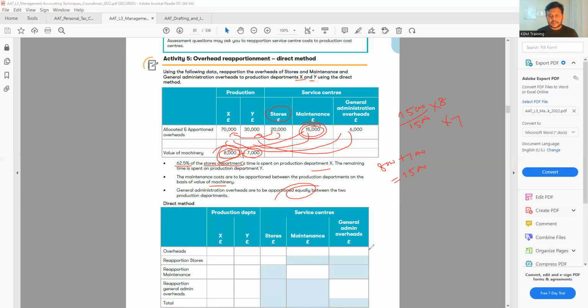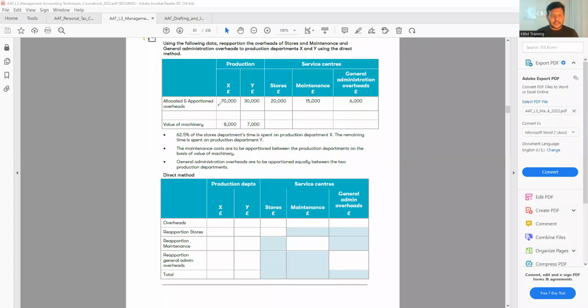Let's do it together. First we do our overhead. For the allocation, we have 70,000 already given, so 70 for X, 30 for Y. For the store, it is 20,000. For the maintenance, 15,000. General admin, 6,000. Let's do the store first. For the store, 62% will be X, and the remaining will go to Y.